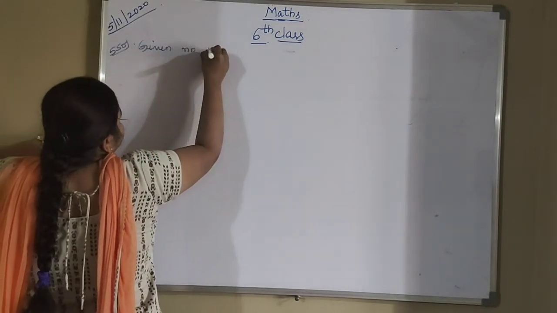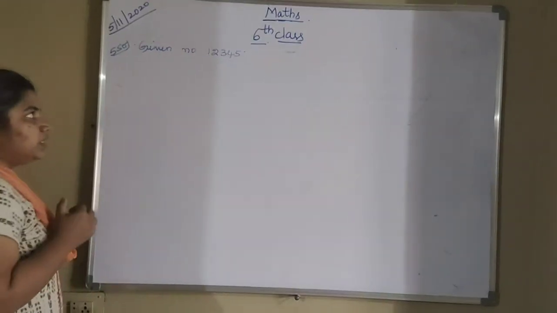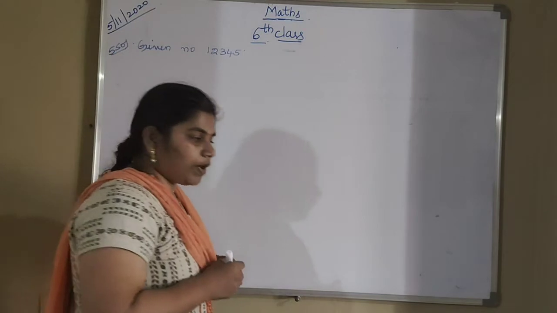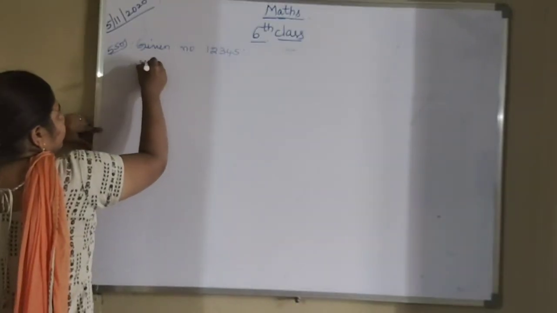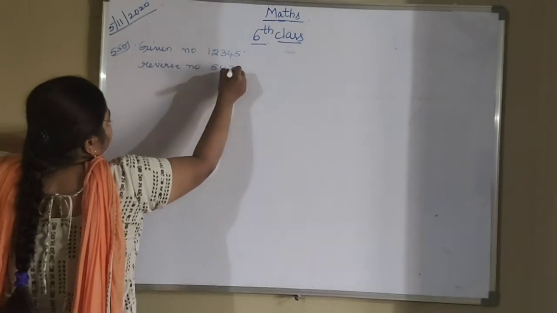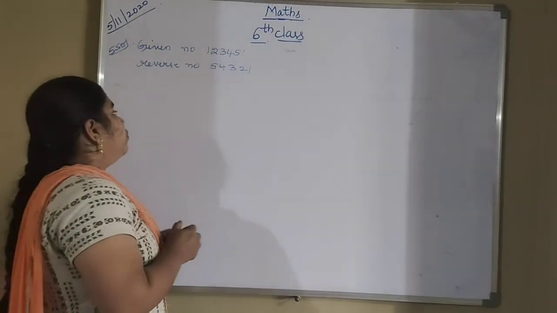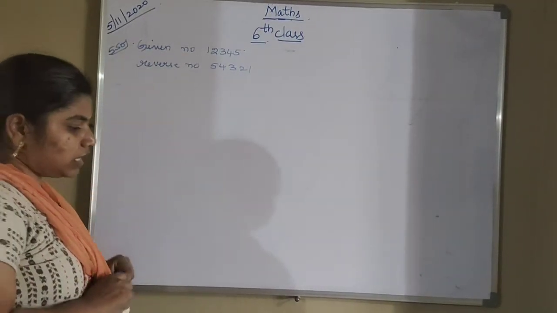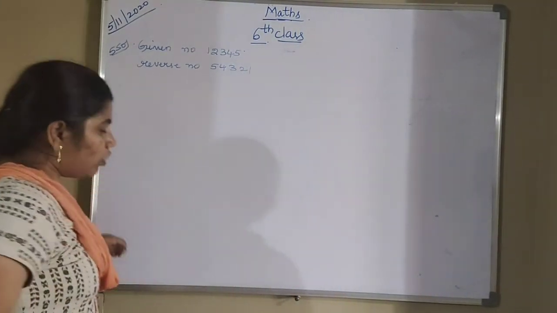Given number is 1, 2, 3, 4, 5. So this number is divisible by 2, 3, 4, 5 and so on. We have to check. This is a given number and the reverse number is 5, 4, 3, 2, 1. So at a time we will check for both the given number and the reverse number. First I am checking the divisibility rule of 2.